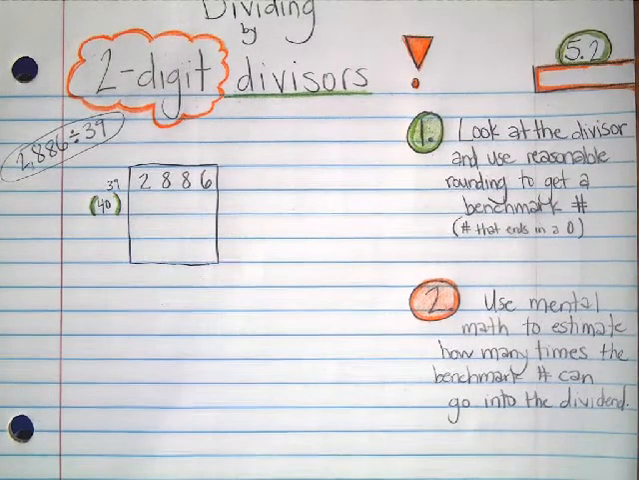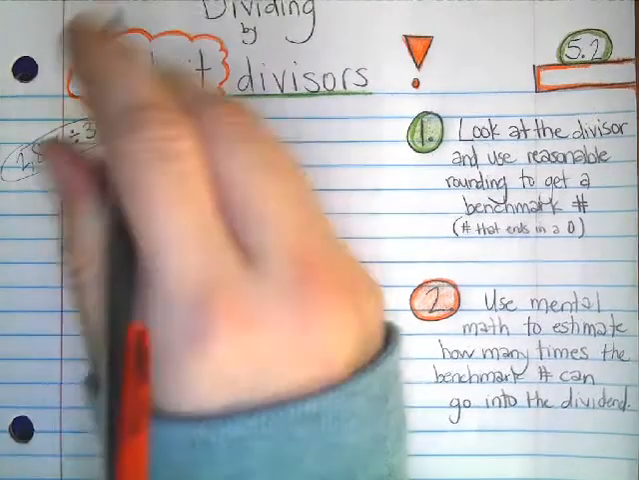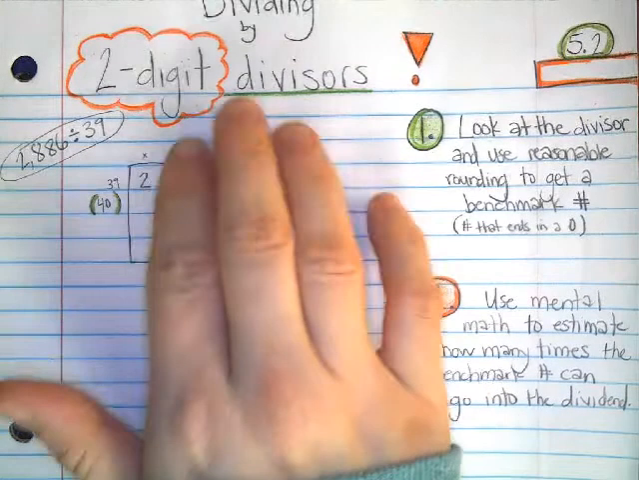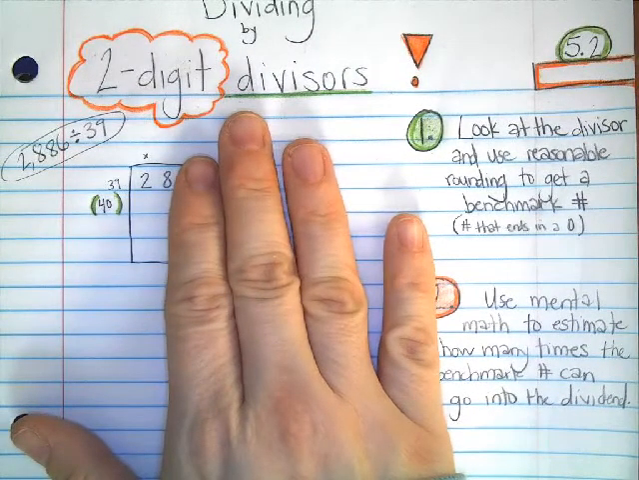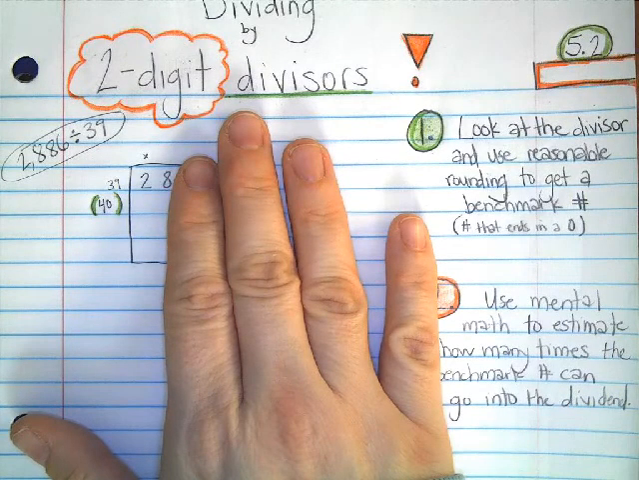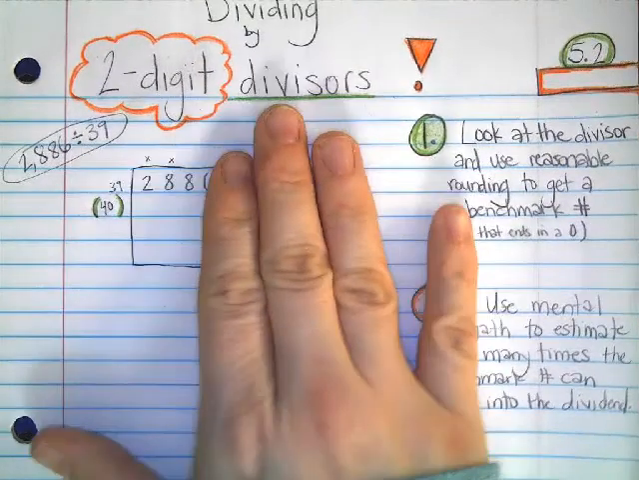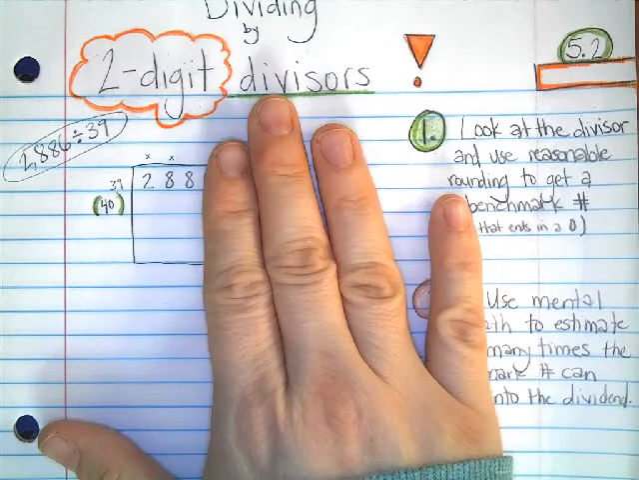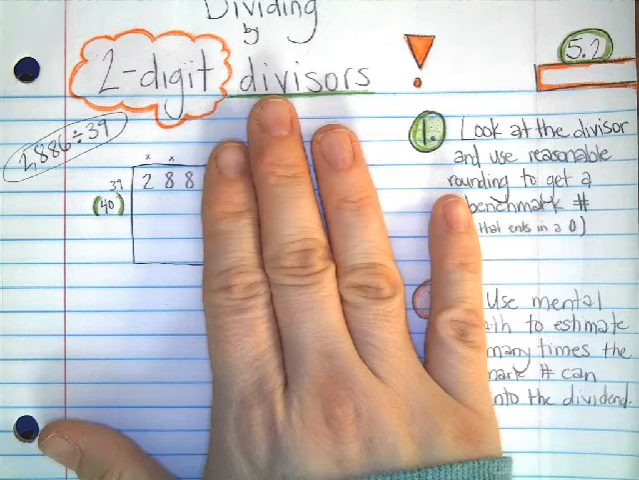So will 40 go into 2? No. So we place a little X there. Will 40 go into 28? No. So you place an X above the 8. Will 40 go into the next number, which is 288? Yes, it will. It really will.